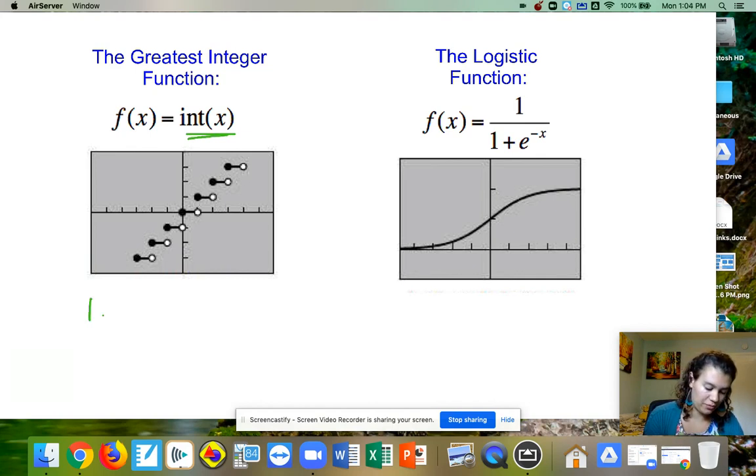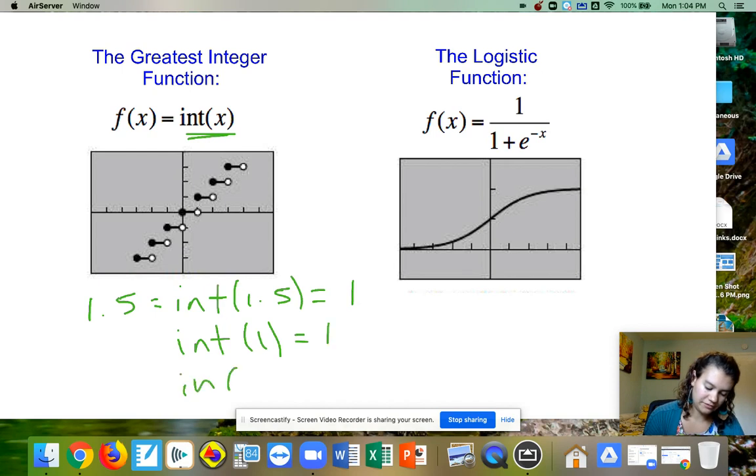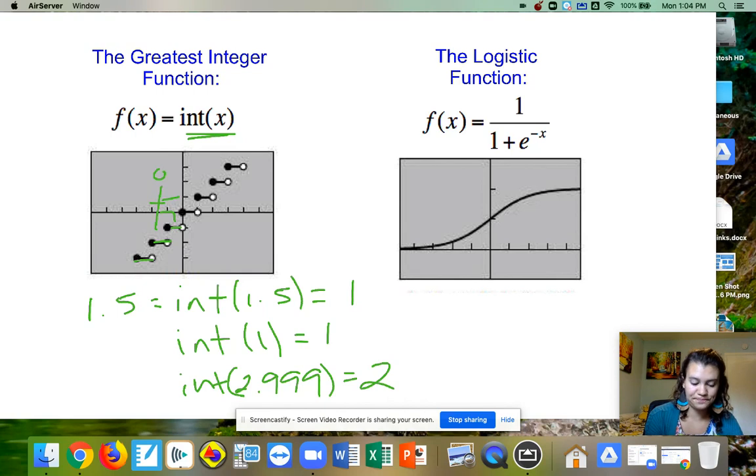So say I had 1.5. If I do int of 1.5, that's going to equal 1. If I do int of 1, it's just 1. If you do int of like 2.999, it will give you 2. So it always rounds down to the nearest whole number, which then gives you this step. So it's also known as a step function because it's like you have a person walking up your steps.